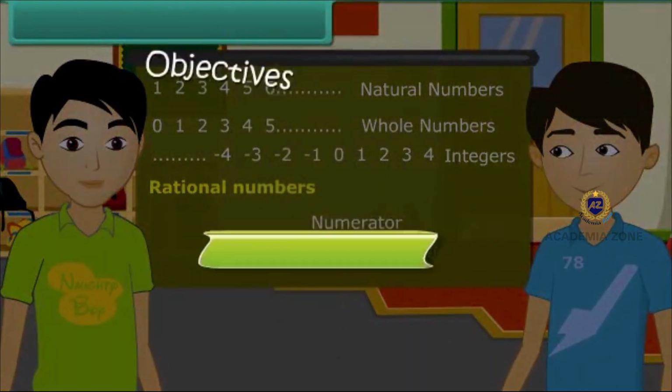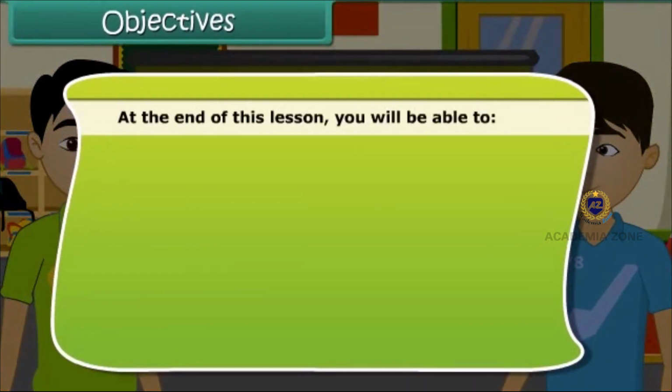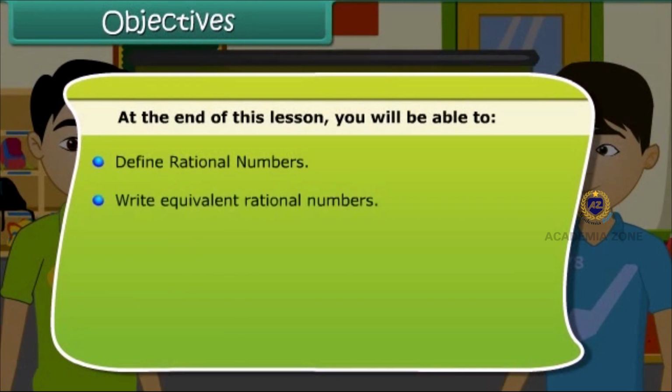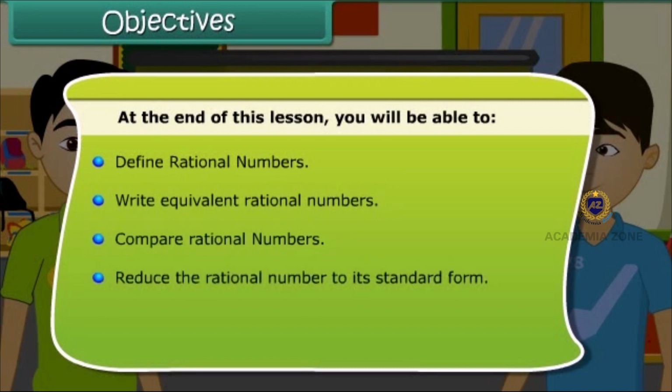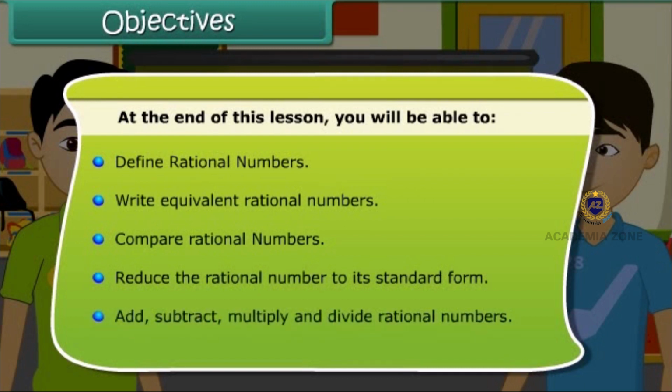Objectives. At the end of this lesson, you'll be able to define rational numbers, write equivalent rational numbers, compare rational numbers, reduce the rational number to its standard form, add, subtract, multiply, and divide rational numbers.